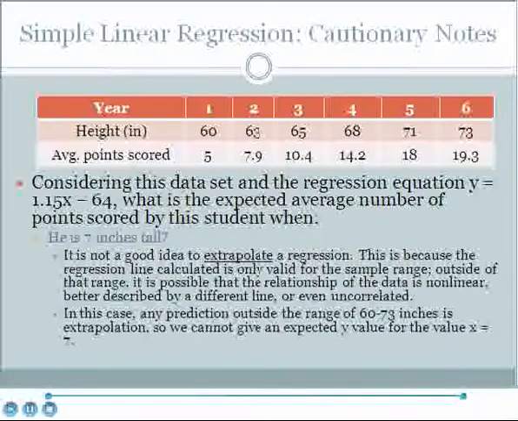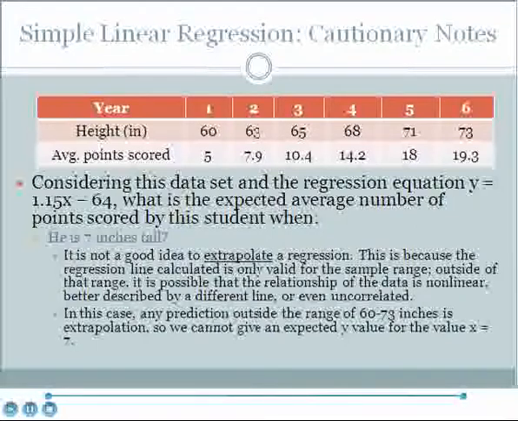What would we do if we were asking the same question about a student who's 7 inches tall? Remember that it's not a good idea to extrapolate a regression. This is because the regression line calculated is only valid for the sample range. Outside of that range, it is possible that the relationship of the data is nonlinear, or better described by a different line, or even uncorrelated. In fact, because we have a negative value for our y-intercept, we can be pretty sure that for small values, the simple linear regression line wouldn't apply. It's not possible to get a negative number of points.